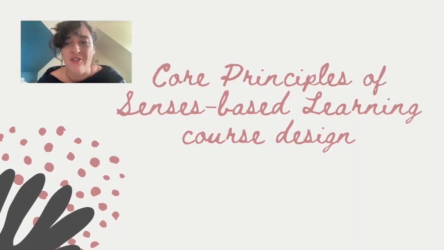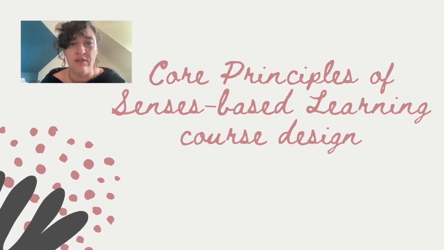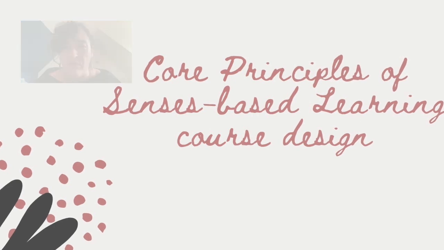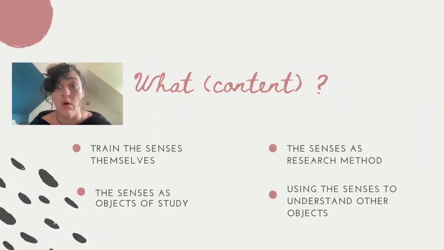The core principles of senses-based learning course design for us have been really interesting to develop. The first thing that we looked at was what content do we want to teach? And what we found is that we were not always clear when we started about what we were trying to train. Were we trying to train the senses themselves? Were we trying to train the senses as object of study, as a research method, or using the senses to understand other objects? So for example, when we're training the senses themselves, are we aiming that they see better or that they hear more carefully?